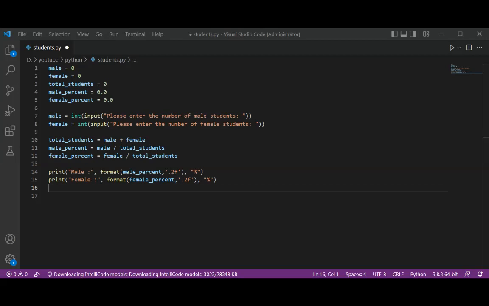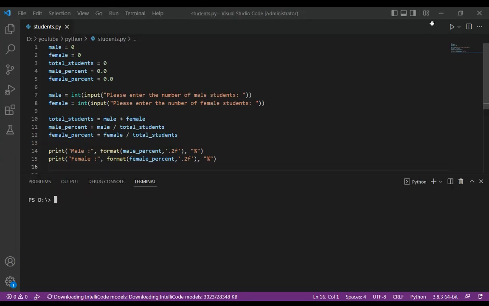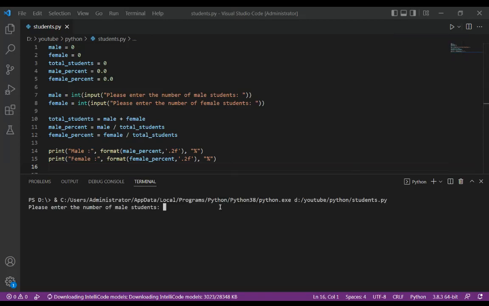And now we can run our program and check the output. So first we need to enter the number of male students. I will go with 68. And for female, 39. And here are the percentages for male and female students.